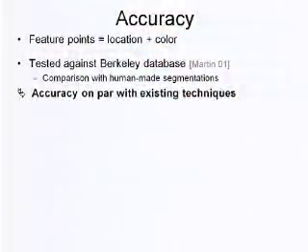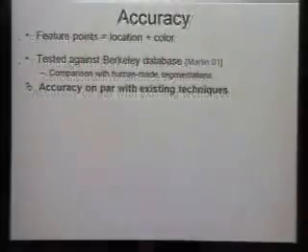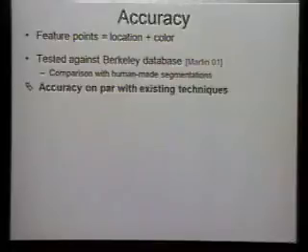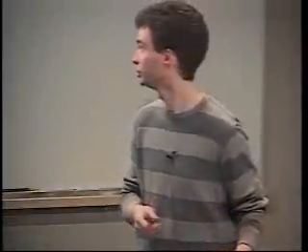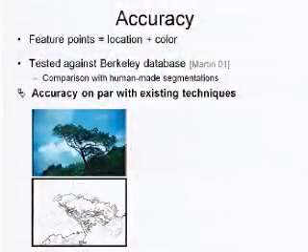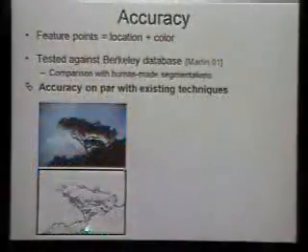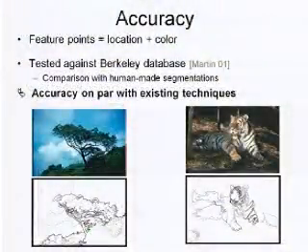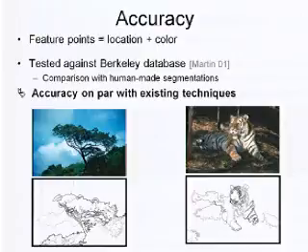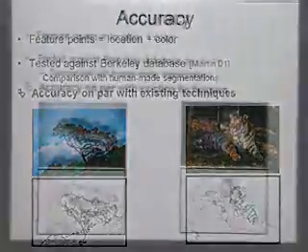A few results. We tried a feature space which associates location and color. We ran the Berkeley benchmark on it. We obtain the expected accuracy, which means we are not better and not worse, and we are significantly faster. When I say we obtain the expected accuracy: when there is a lot of color difference, like in this picture, we obtain a very good segmentation, as we can see here. But for something that is hard, like this tiger with a lot of camouflage, we fail.